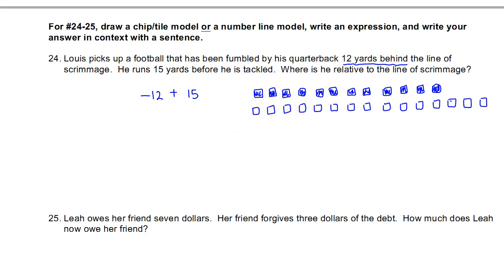Okay, we can see that definitely there would be 12 zero pairs. I'm looking at 3 unshaded chips at the end there, so +3. And remember the question asked, where is he relative to the line of scrimmage? So a +3 is telling me that he's in front of instead of behind the line of scrimmage. So we'll say Lewis is 3 yards in front of the line of scrimmage.